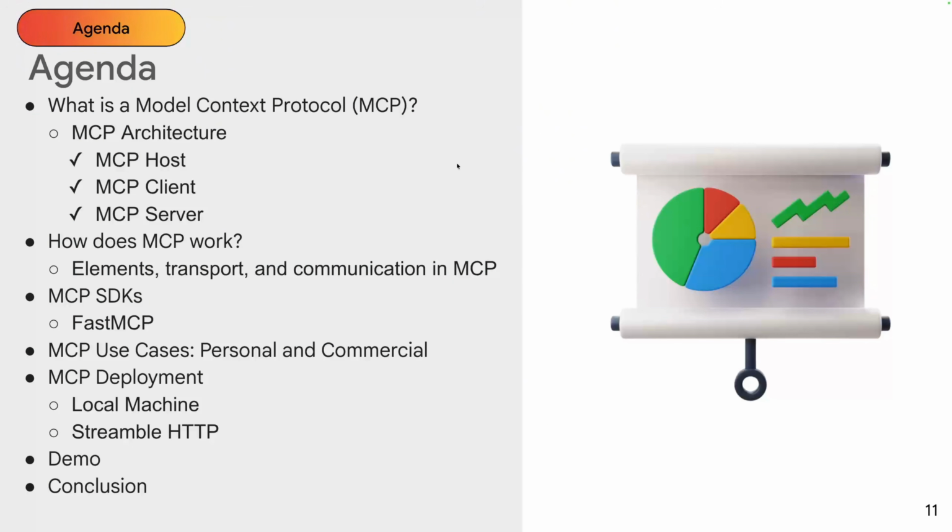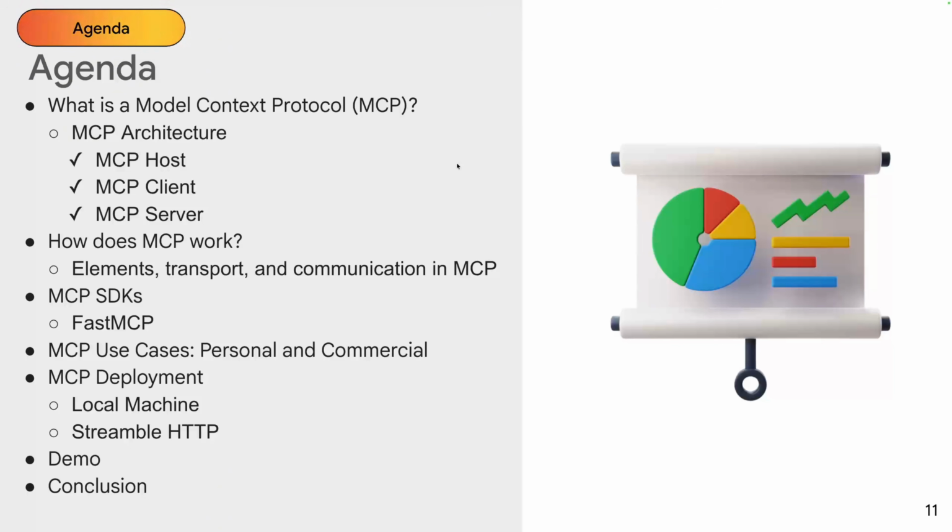Okay. So the agenda for today will be talking about what is MCP, Model Context Protocol, and what is the architecture for MCP. So you have the MCP host, the client, and the server. And then we talk about how MCP works: the elements, the transport, and the communication. Of course, if you were to develop your own MCP application, you will have some SDK that you can use. One of the SDKs that we are going to focus on today is the FastMCP SDK.